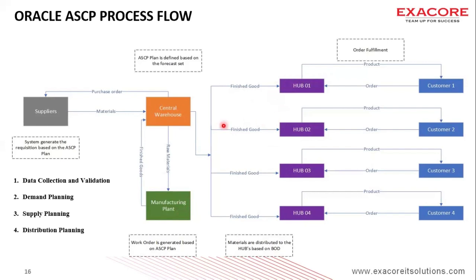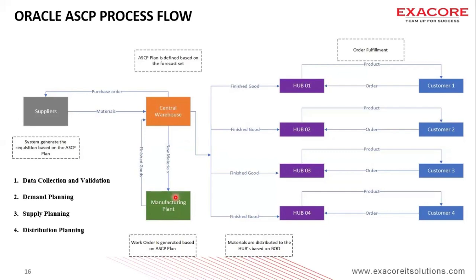So how does the process flow happen? See, the supplier always delivers the raw material to the central warehouse. So the central warehouse is acting as a primary inventory for raw materials. And the raw materials are transferred from the central warehouse to the manufacturing plant based on production schedules. So whenever there is a production schedule, with the calculation of lead times, from the central warehouse the raw materials will be moved to the manufacturing plant.